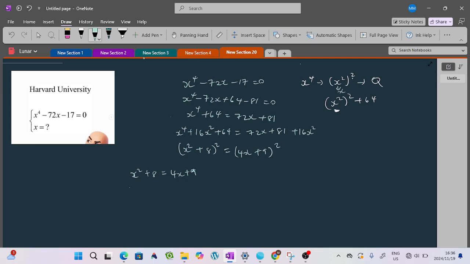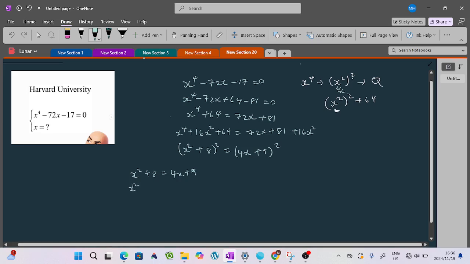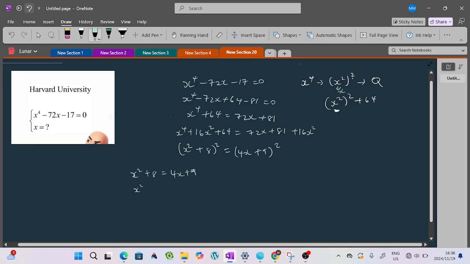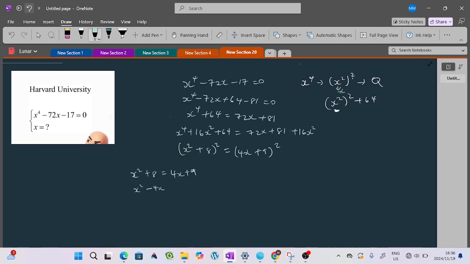again now we have to transpose all terms to the left hand side. So it's 8 minus 9, that will give you minus 1 equals 0. So now you have a quadratic equation in this case. Or the other option, you have many solutions in this case. You have x squared plus 8 is equal to 4x plus 9.